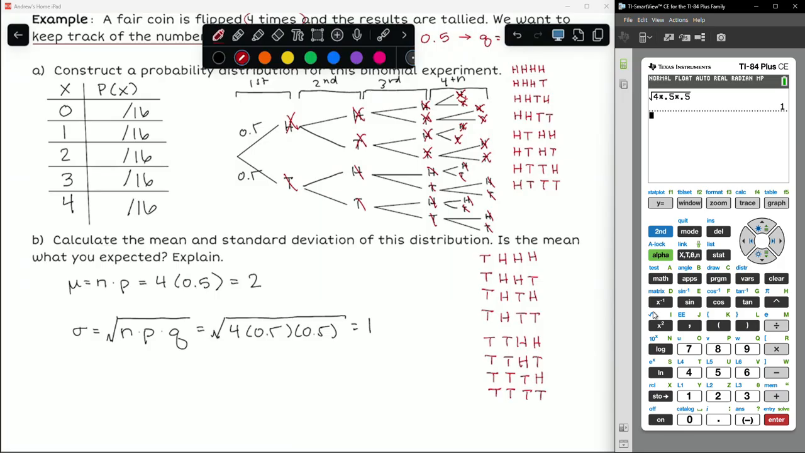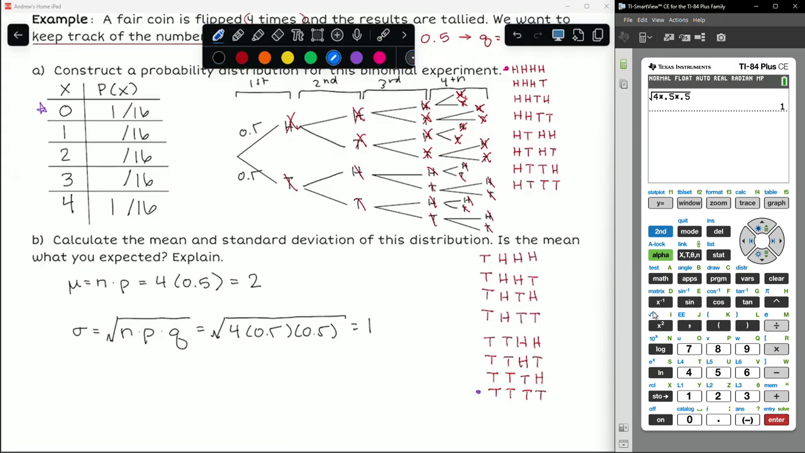And now I'm going to go through and classify. I'm going to do the first and last row first. Those are going to go fastest. So for 0, I'm looking for no heads. That's this guy here. There's one of those. So that's 1 out of 16. 4 is very similar. I'm looking for all heads. That's up here. There's also one of those.